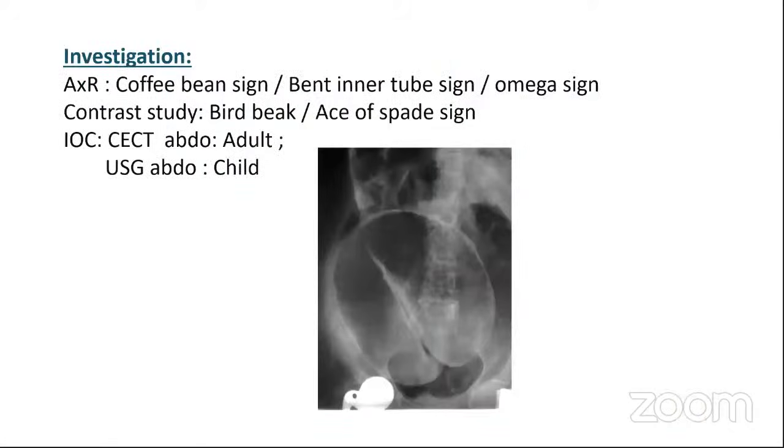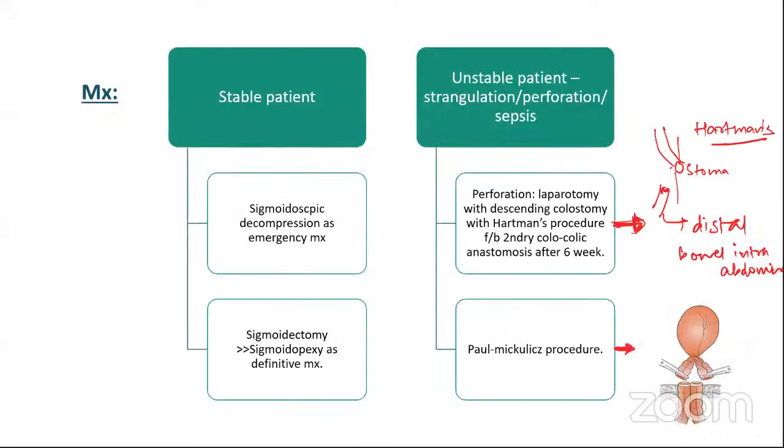So what management will we do for the case of volvulus? If the patient is stable, we can try sigmoidoscopic decompression as an emergency management. For definitive management, we have to do sigmoidectomy or sigmoidopexy. But sigmoidectomy is more preferable because of ischemic changes later on, so we prefer sigmoidectomy more.